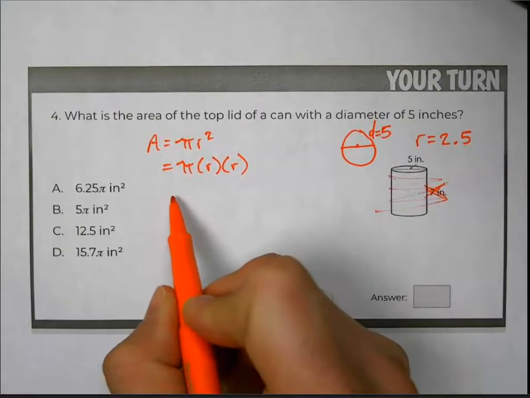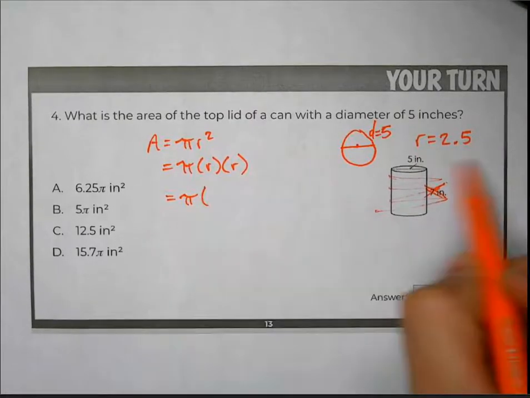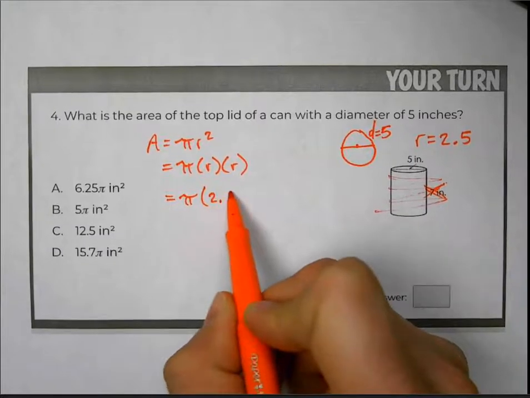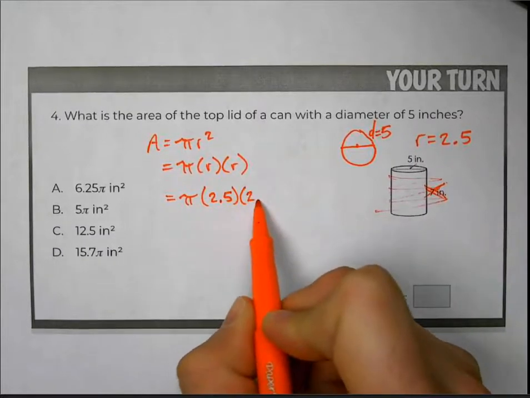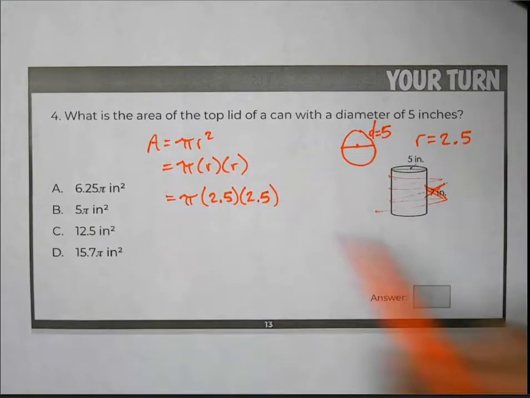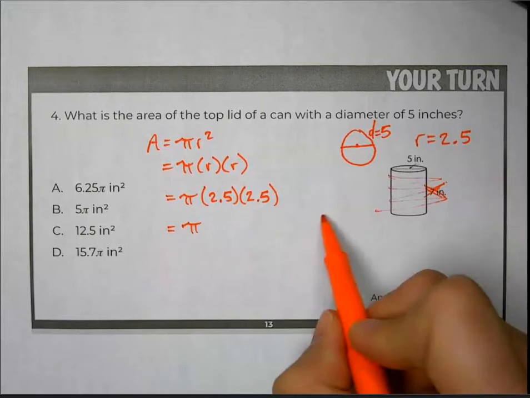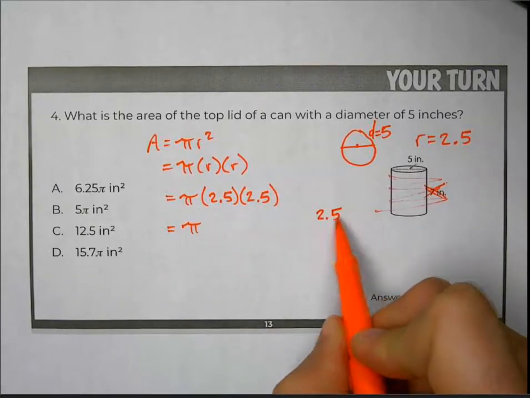So from there, this gets kind of easy. The pi goes right there. The radius is 2.5 times 2.5. Notice I didn't put a 3 or a 3.14 right there, and I'm not going to. I'm just going to leave the pi symbol there. Now I need to multiply these two things, 2.5 times 2.5.